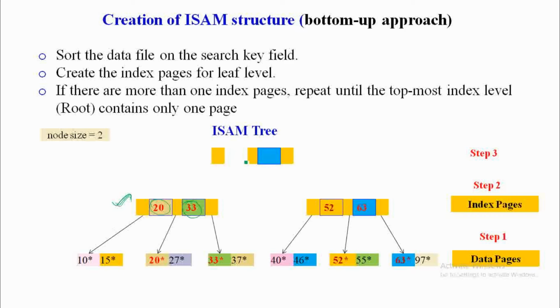Now we have created the node for the root level. Now we need to decide the search key value for this root node. So guess what will be the search key value of this node? This should be the smallest search key value of the actual record that is pointed to by its right pointer. What is the smallest search key value of the actual record that is pointed to by its right pointer? It is 40. Like this, an ISAM tree can be constructed for the given set of records.